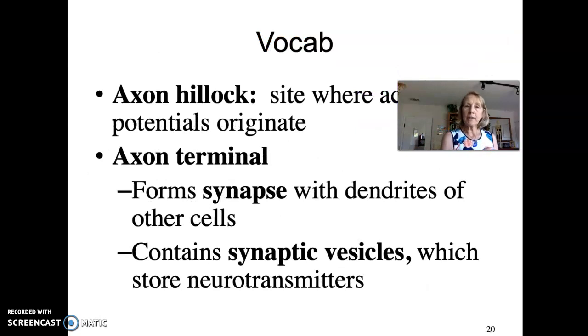A little bit more vocab. An axon hillock is the site where the action potentials originate. So it's where the axon joins with a soma, and the axon terminal is at the very end, and it's where it's going to form a joint or a synapse with dendrites of other cells.